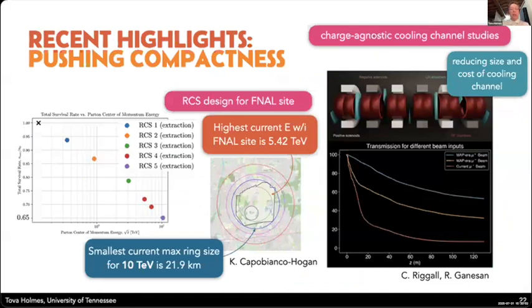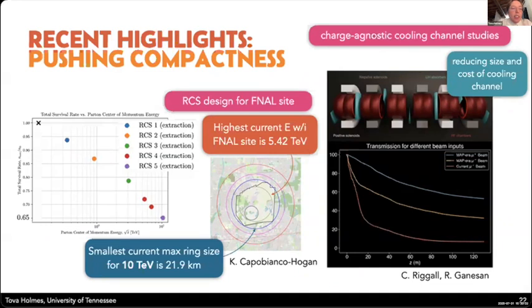I want to talk about a couple of recent highlights that have happened in the last year, less than a year, the last handful of months, and talk about some things that are making steady progress in Muon Collider R&D. So here's two pieces of work that are pushing the compactness of the accelerator design. The one on the left is looking at RCS design, so how we can get acceleration on the Fermilab site.